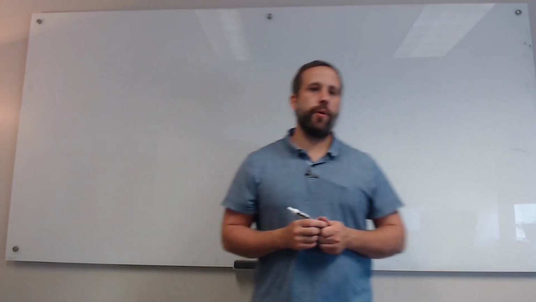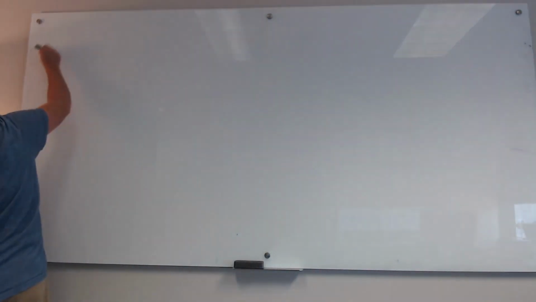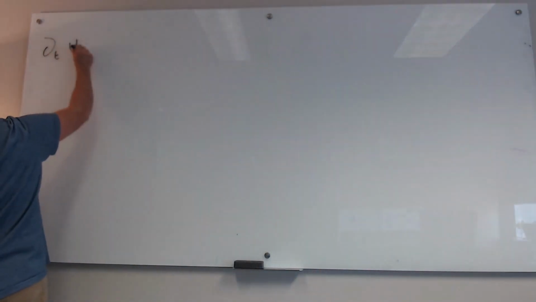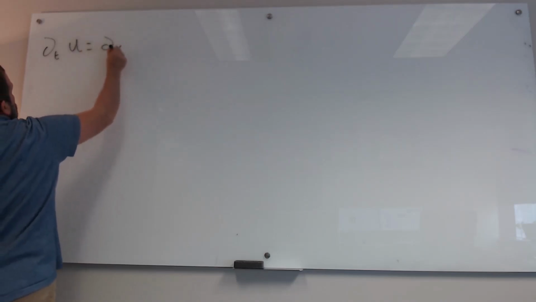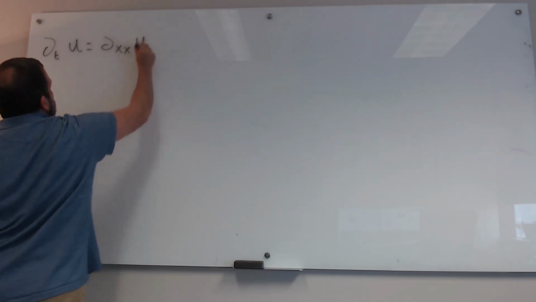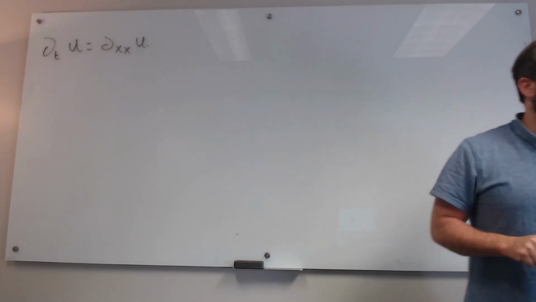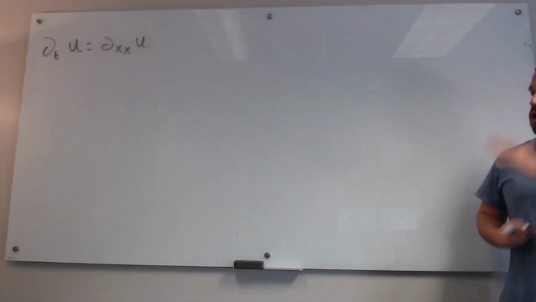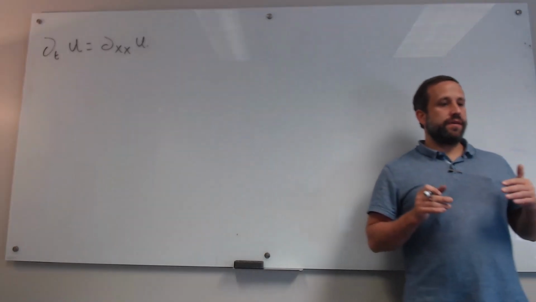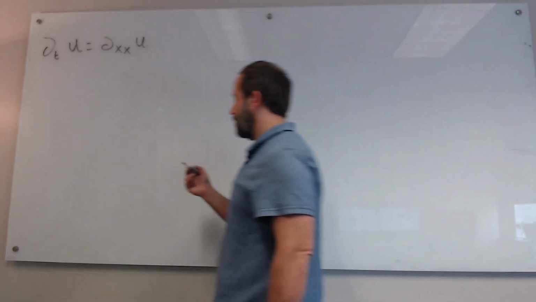Okay, so now we are going to look at using the Fourier transform to solve the diffusion equation. The diffusion equation says the t derivative of u is equal to the double x derivative of u. Okay, so this is going to be reminiscent of how you use Laplace transforms to solve ordinary differential equations.